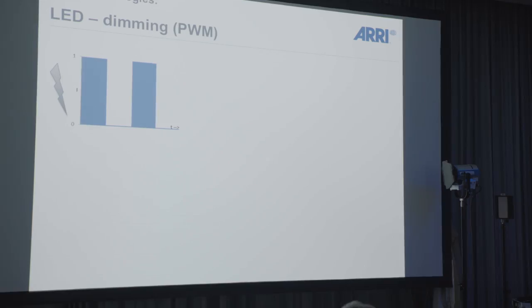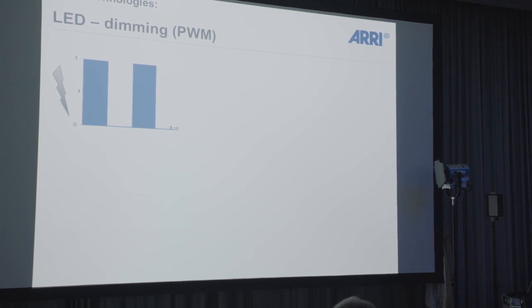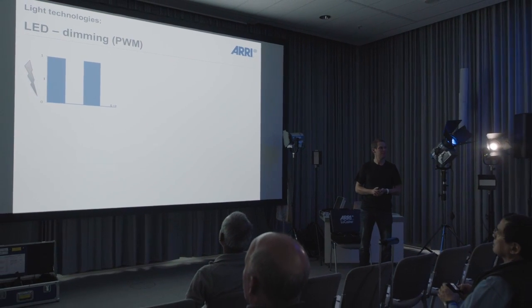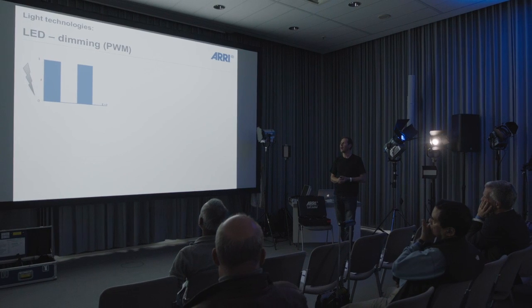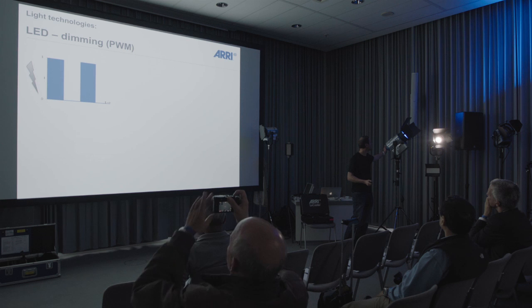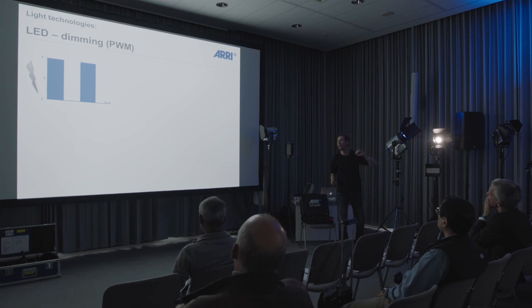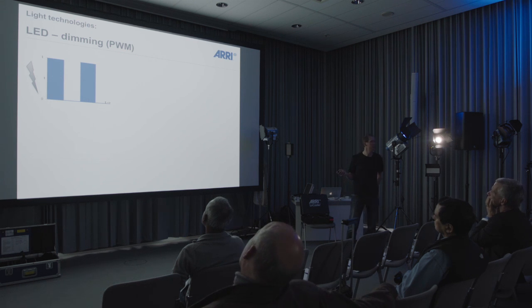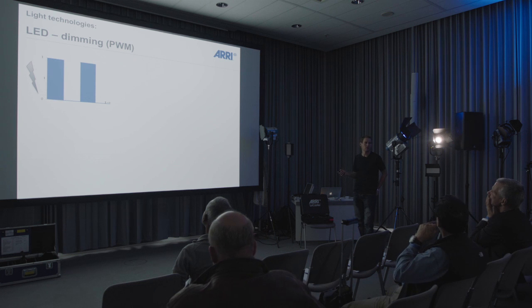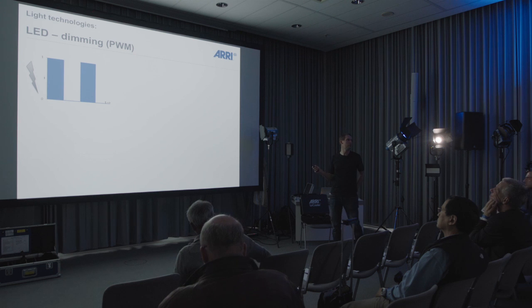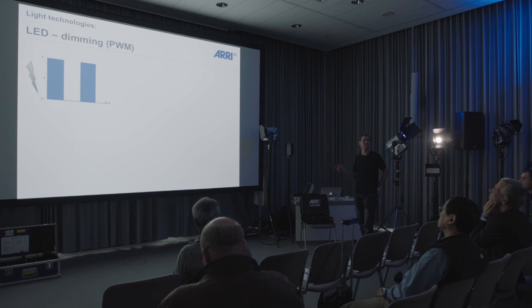And just to build a bridge to my last part of the presentation, high-speed photography, high-speed shooting. How do we do that? How do we control the LEDs to get this precise color? We use PWM. It's pulse width modulation, and this is standard. Nearly all manufacturers use PWM to control the LEDs. It's the only way to do it precisely.